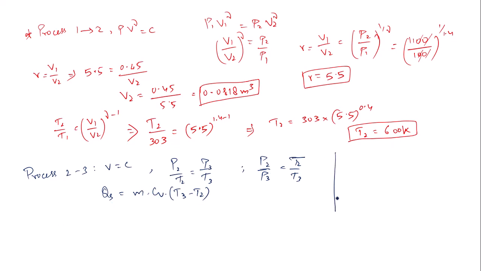The value of m can be obtained from the ideal gas equation, PV is equal to mRT. Since all the values of state 1 are provided in the question itself, I am taking the ideal gas equation at state 1.